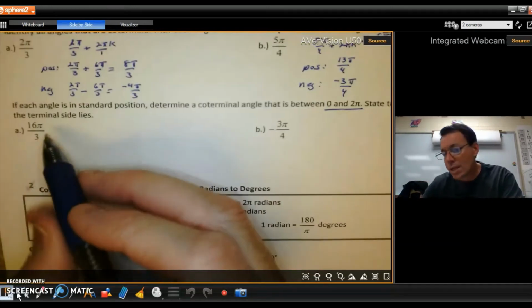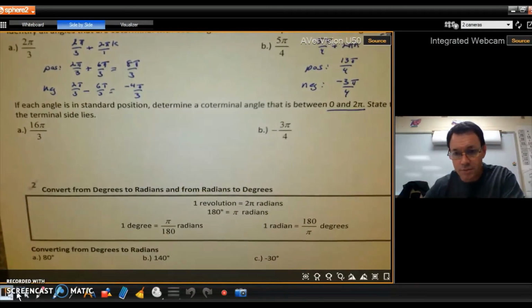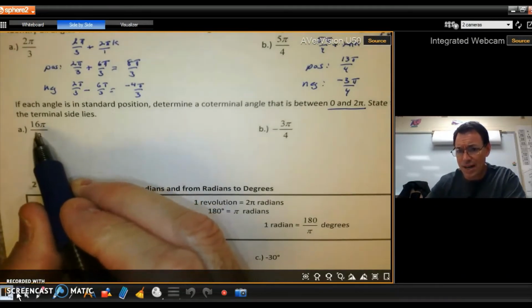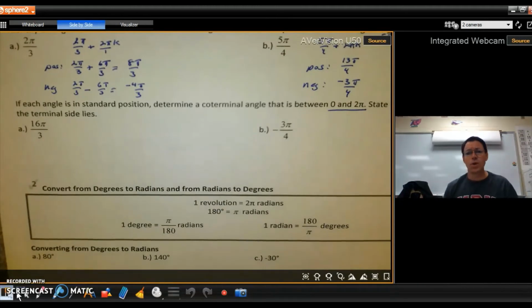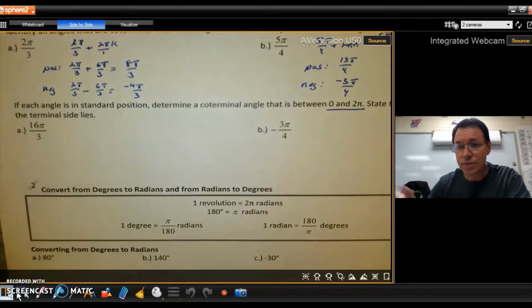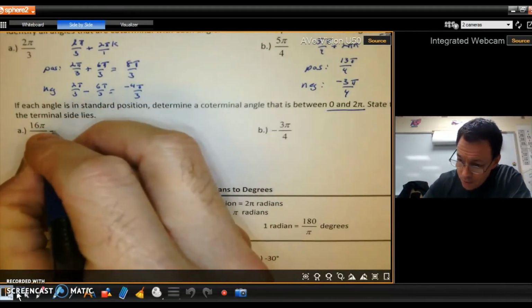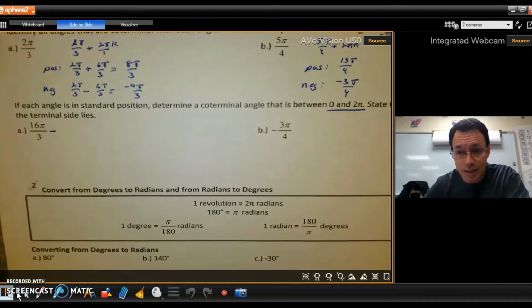Okay, so 16 thirds is way too big. 16 divided by 3 is like 5 1/3. So they've gone way too many times around. We need a number that is less than 2. It's got to be between 0 and 2. All right, so let's just subtract revolutions until we get a fraction that is smaller than 2.